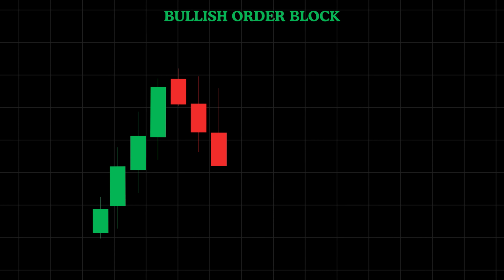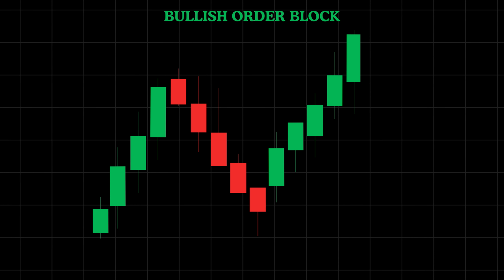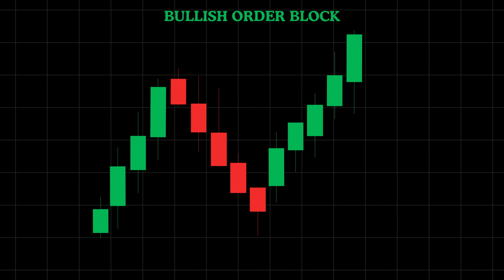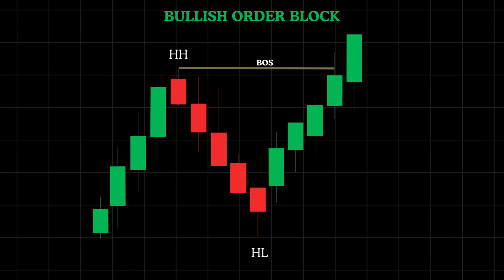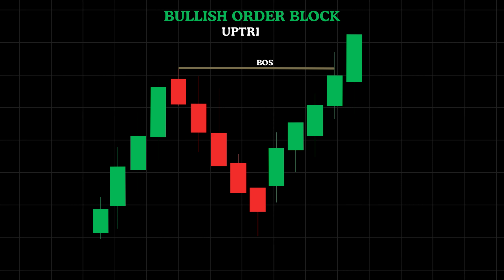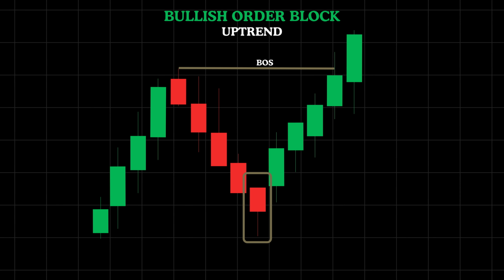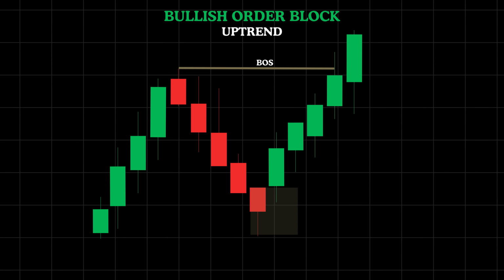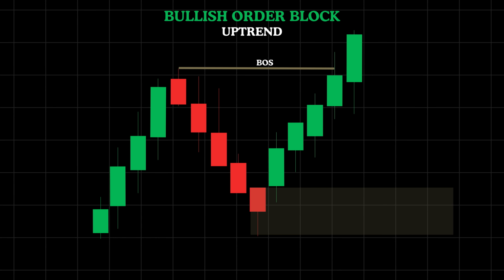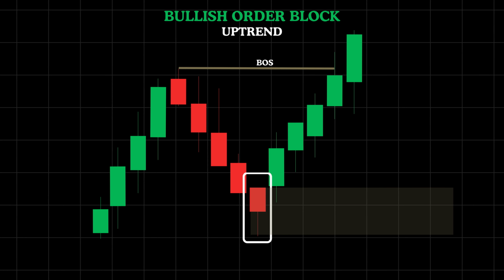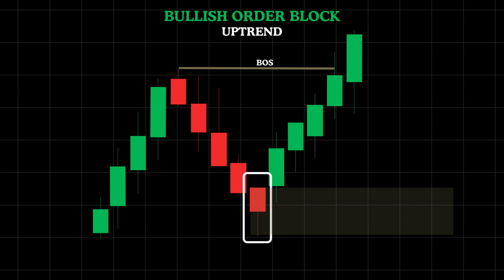If a market is trending upward, search for the last selling candle just before the upward push. In this scenario, notice how the market breaks structure by forming higher highs and higher lows, which suggests an uptrend. To locate the bullish order block, identify the last red candle before the buyers stepped in. Then draw the bullish order block from the candle's low to its high. So in an upward trend, a bullish order block is outlined from the bottom to the top of that final red candle.